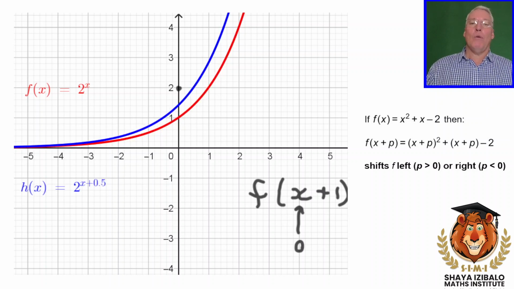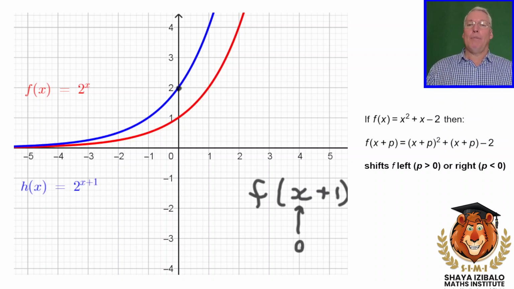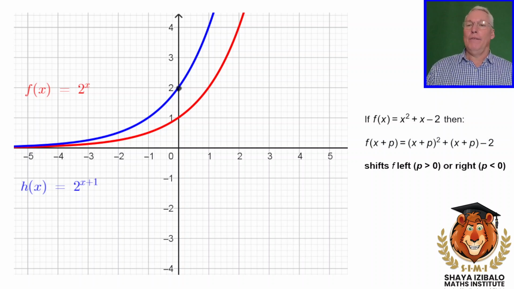And if I add 1 before I apply the function, notice the 1 is being added to each x, all right? Notice what actually happens here. The 1 is being added to each x, and the graph has moved 1 to the left.